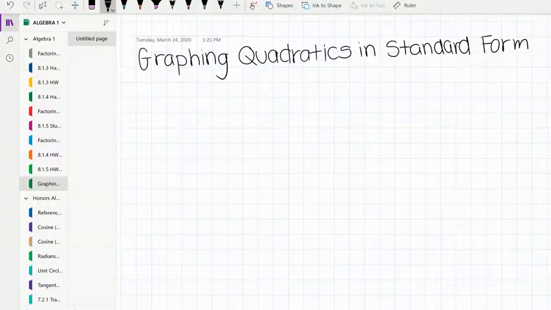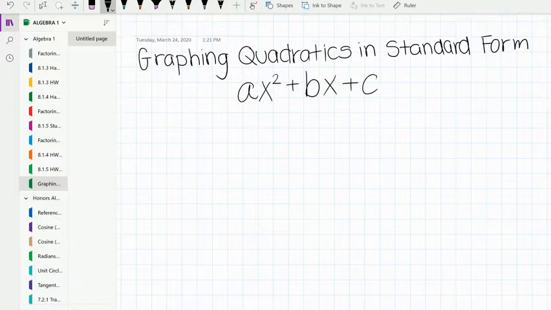We are going to be learning about how to graph quadratics in standard form. Just as a reminder, standard form is ax squared plus bx plus c. Last week we would factor when things were in standard form and we would put them in the box. So we should at least recognize this form.